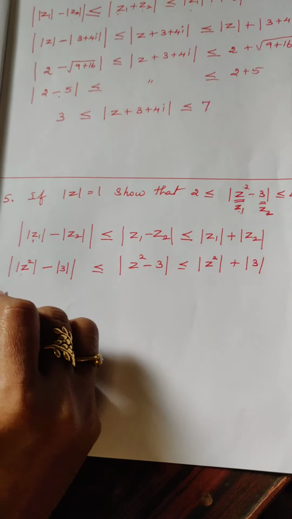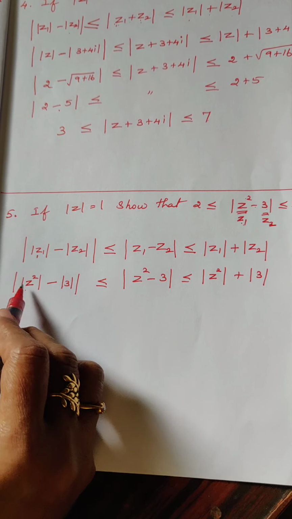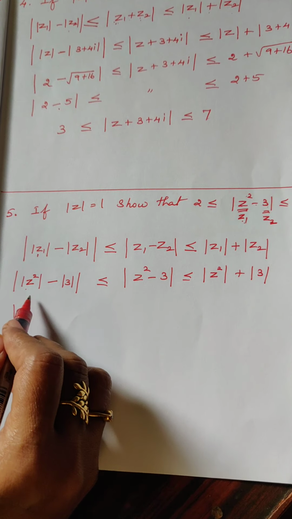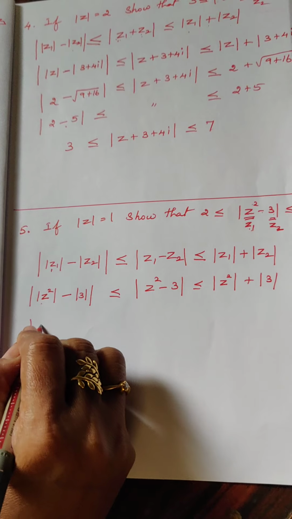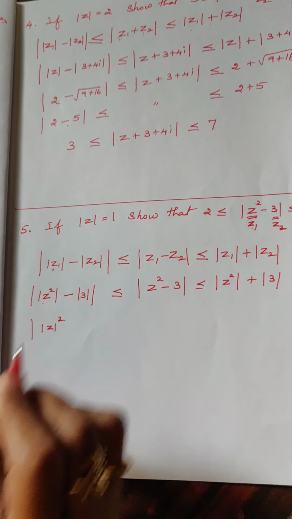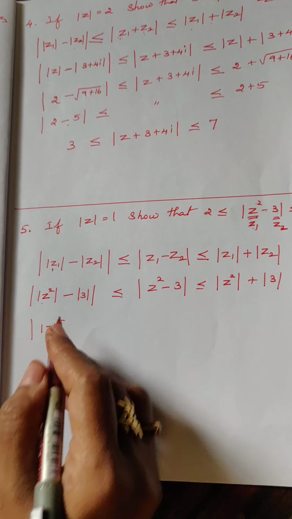Is it clear now? Okay. Already I told you modulus of z power n modulus equal to modulus of z the whole power n. So I am simply writing it as modulus of z square. See, here the square is inside. I am taking out the square outside.